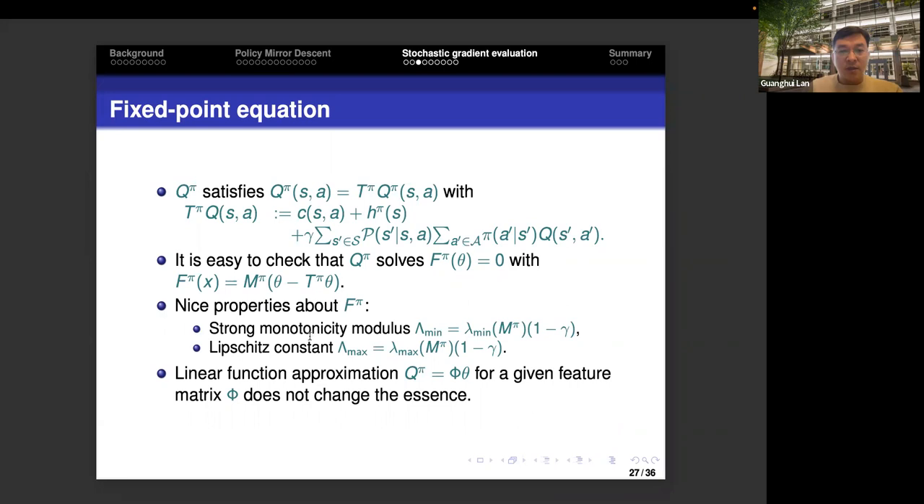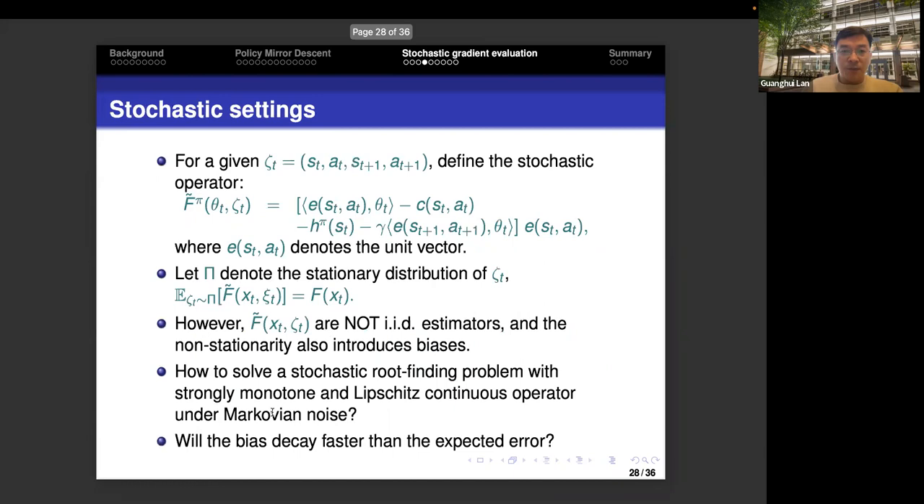So what is the difficulty of solving this linear system? The difficulty is that you cannot evaluate the matrix explicitly or exactly. You cannot evaluate the operator. However, you can have some stochastic estimation for the operator of the linear system. Given s_t, a_t, s_{t+1}, a_{t+1}, we can define an F tilde, which is an unbiased estimator for the operator itself.